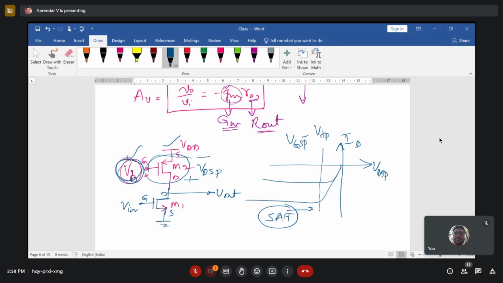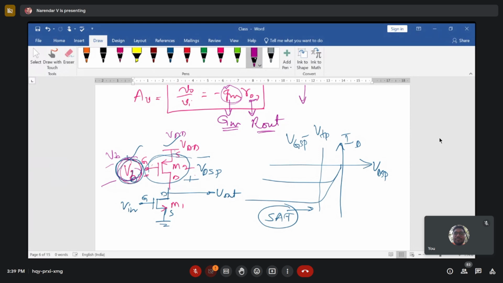So what you have to do is, gm·VGS for your M2 transistor is going to be 0, because the gate to source voltage of your transistor is fixed, right? Because VB is fixed. Why do you fix your VB? To make your transistor go into saturation.